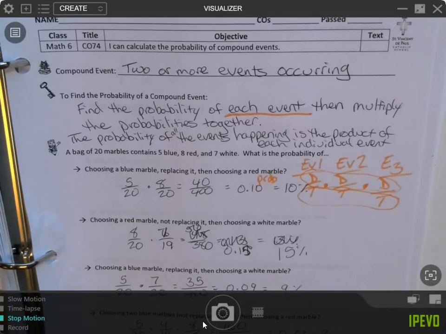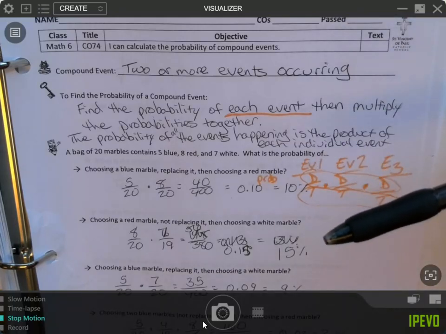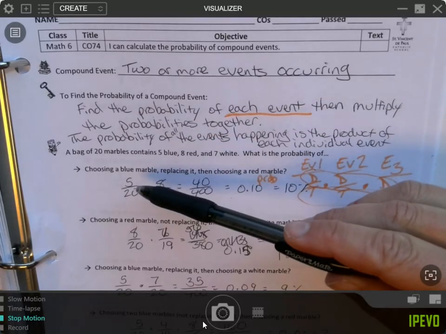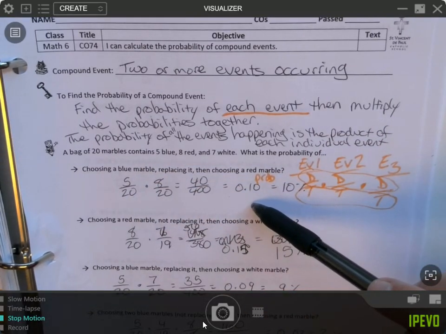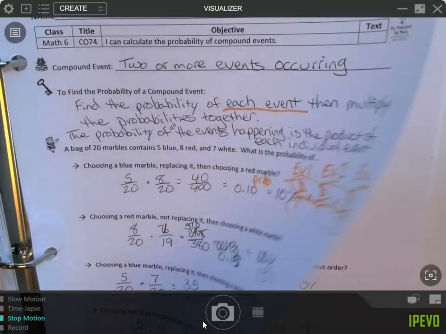I can calculate the probability of compound events. So remember, that's when we have to find the individual event probabilities and then we multiply them together. Okay, so let's look at our second page.